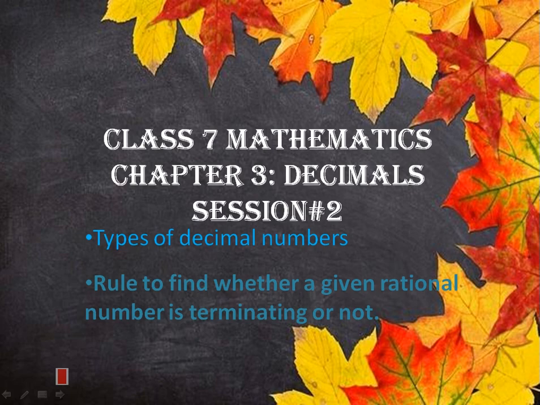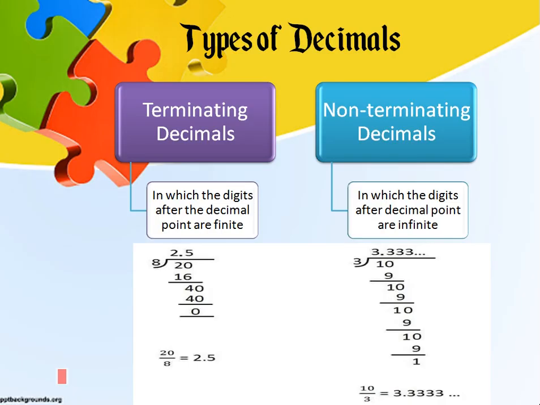So let's start with the types. There are two main types of decimal numbers: terminating decimals and non-terminating decimals. Now, terminating decimals, as the name suggests, which means to end, are those in which the digits after the decimal point are finite. That means the division is ending and we will get a finite number of digits in the decimal part.